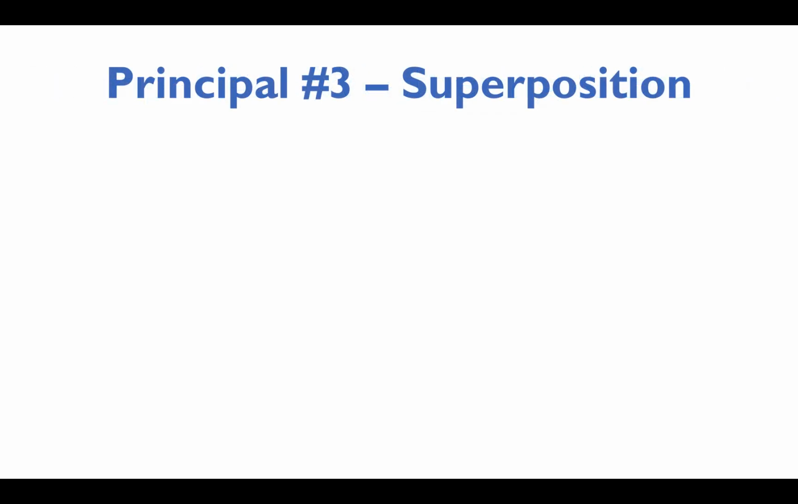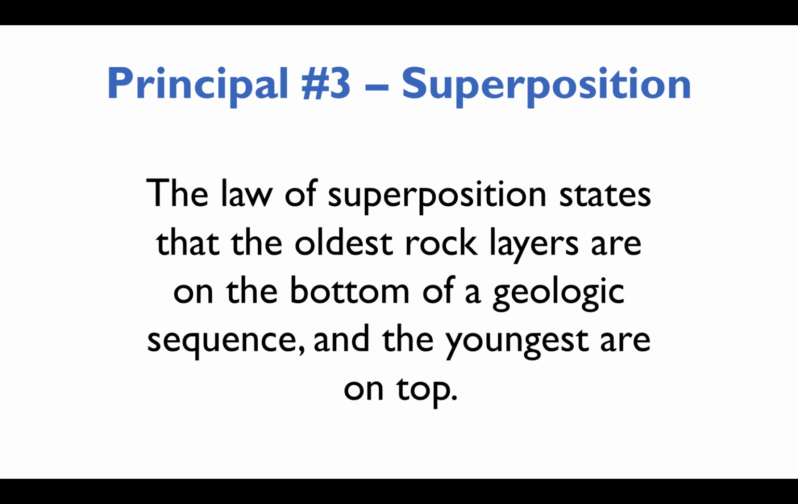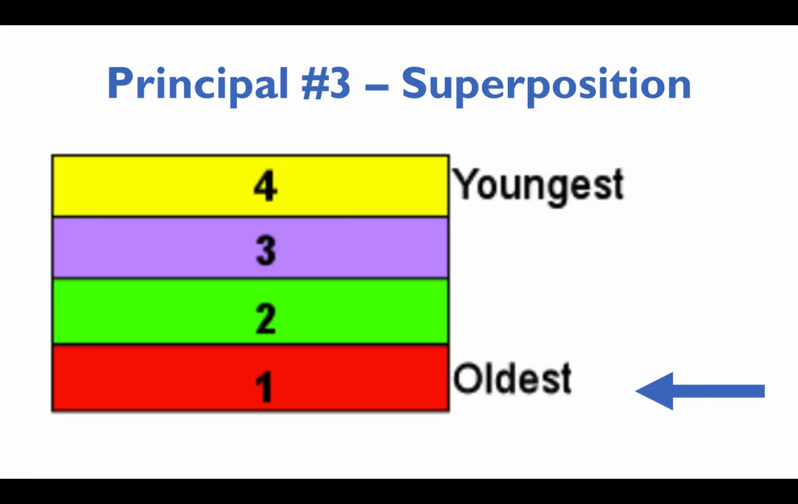The next principle is called superposition. Superposition is one of the most important laws that we're going to need to understand, and it states that the oldest rock layers are found at the bottom of a geologic sequence, and the youngest, most recently formed, are on top. So here we have a layer of 4 different rocks. The oldest is rock layer 1, which is on the bottom, and the youngest, most recent, is rock layer 4 on the top.